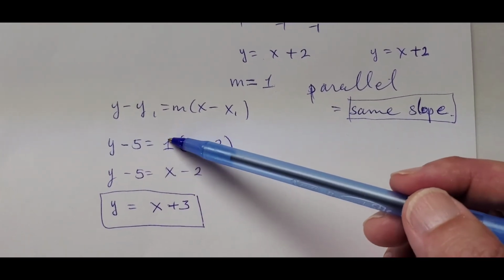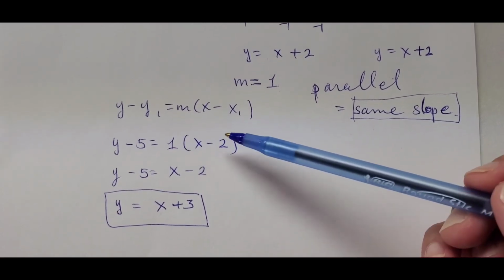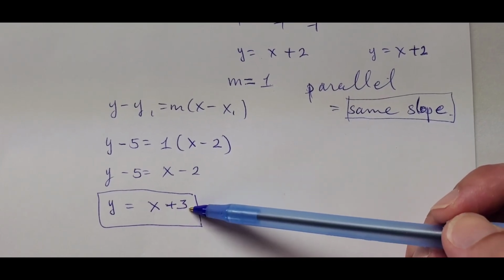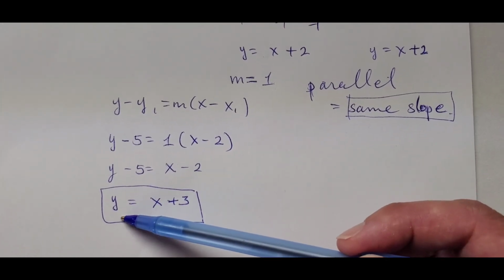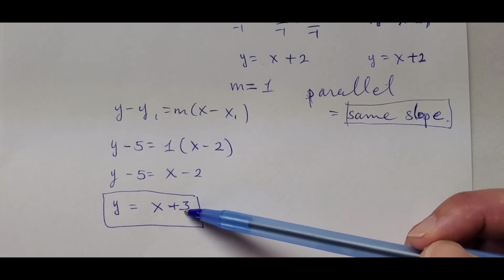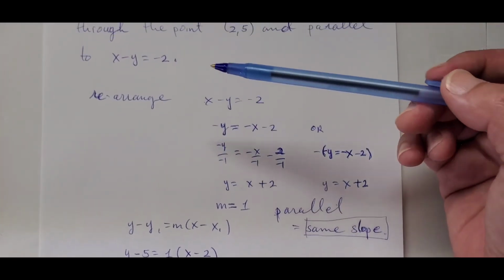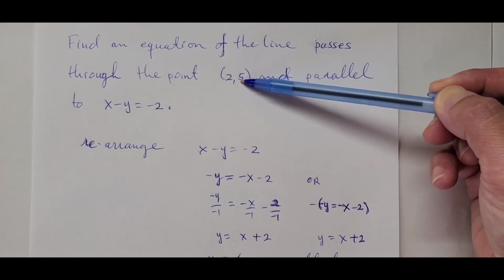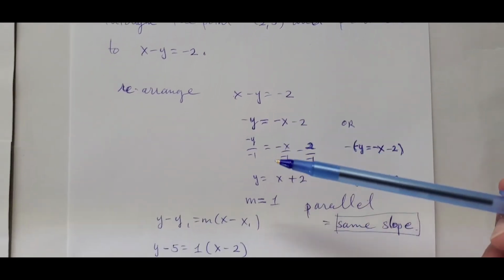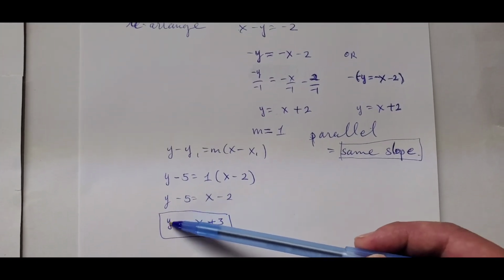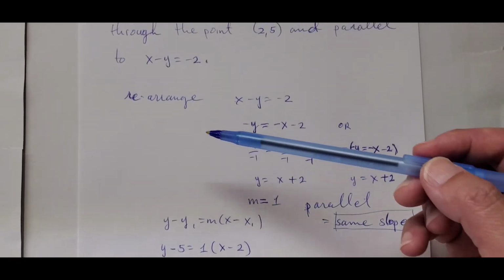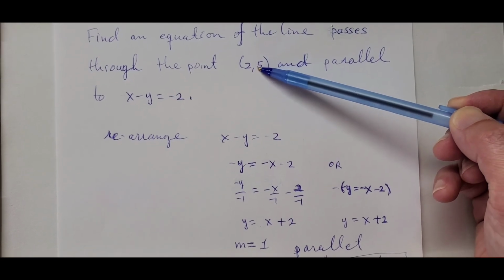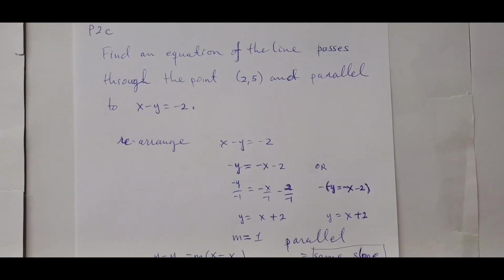All right, now distribute, so that gives me 1x. Distribute gives me -2, and then plus 5 gives me +3. So this equation, y equals x plus 3, is parallel to this equation and goes through this point. One more time, this equation right here is parallel to this equation using this point. And that is the homework for this section.